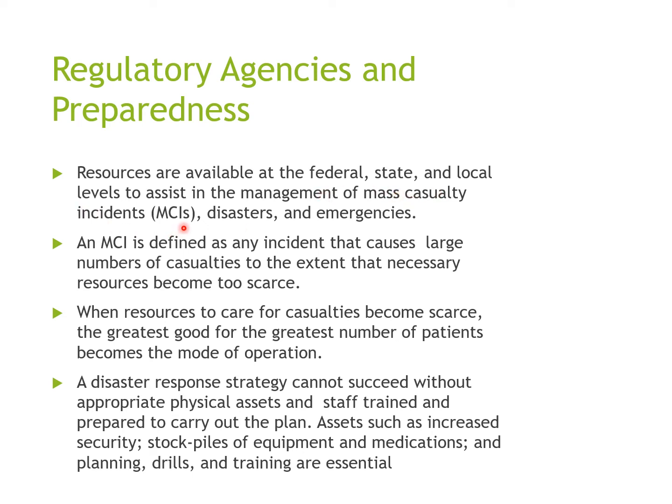So mass casualty incidents, the MCIs, disasters and emergencies. A mass casualty incident is defined as any incident that causes a large number of casualties to the extent that necessary resources become too scarce. So this right here is describing COVID-19. We've basically had a mass casualty incident that's caused large numbers of casualties to the extent that necessary resources become too scarce, right? So when resources to care for casualties become scarce, this is key, the greatest good, this is an important quotation to remember, the greatest good for the greatest number of patients becomes the mode of operation.